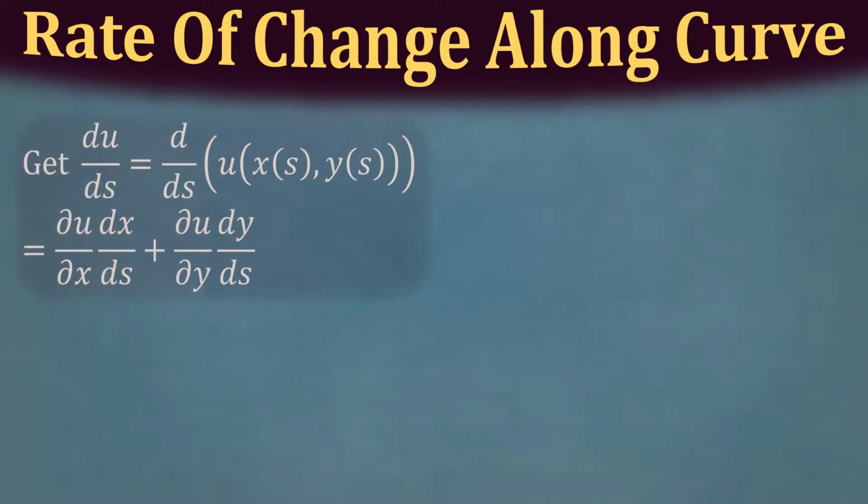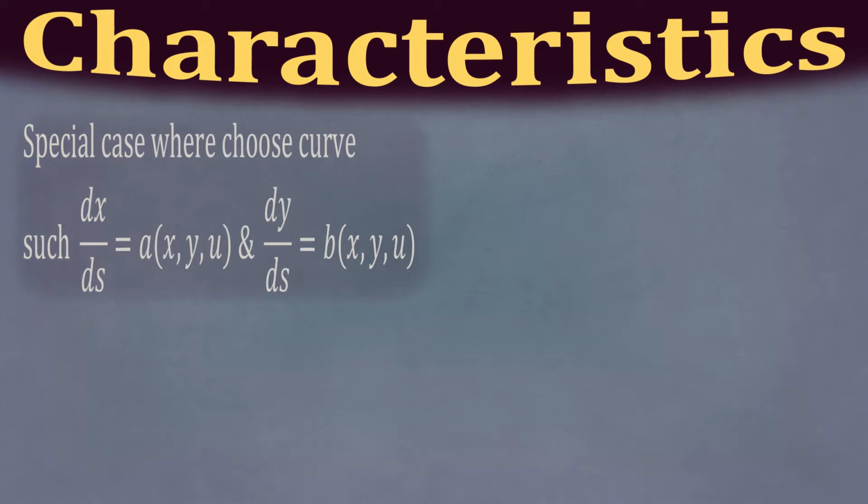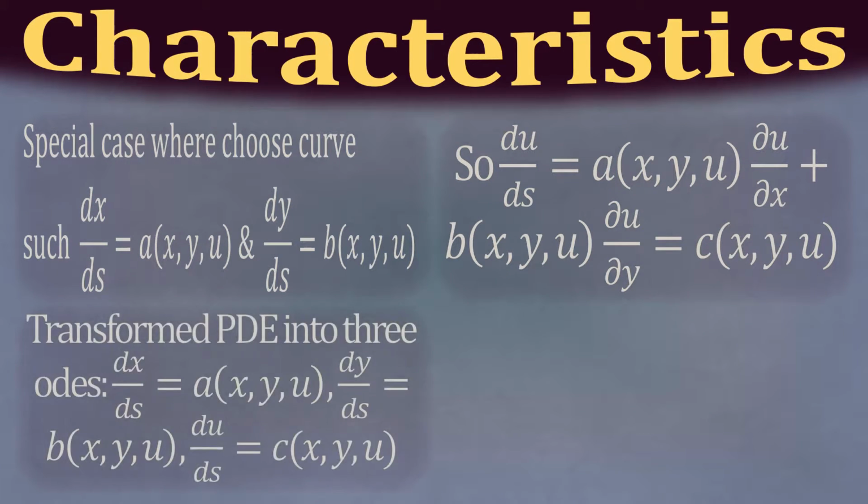We get du over ds is equal to d over ds of u of x of s, y of s, which is equal to the partial derivative of u with respect to x times dx over ds plus the partial derivative of u with respect to y times dy over ds. Now, let's describe characteristics. Observe that in the special case where we chose the curve such that dx over ds is equal to a of x, y, u and dy over ds is equal to b of x, y, u, we have du over ds is equal to a of x, y, u times the partial derivative of u with respect to x plus b of x, y, u times the partial derivative of u with respect to y, which equals c of x, y, u.